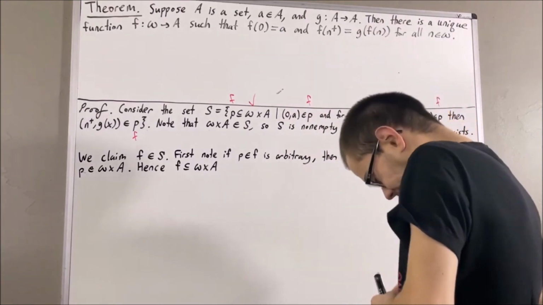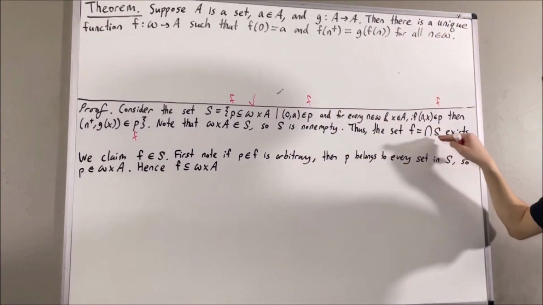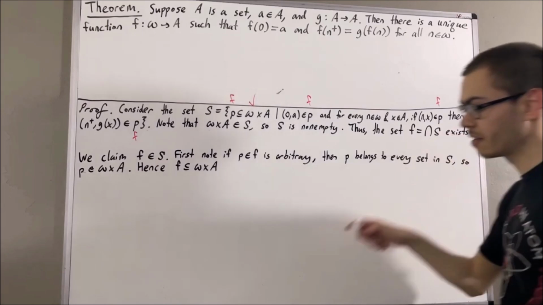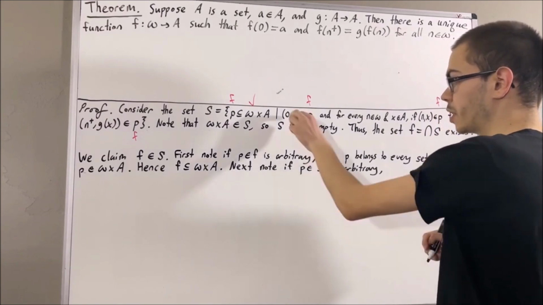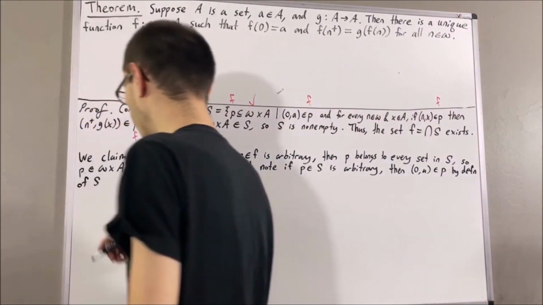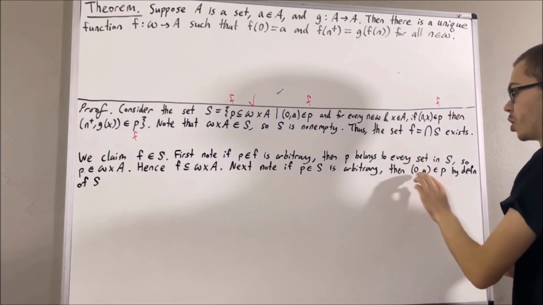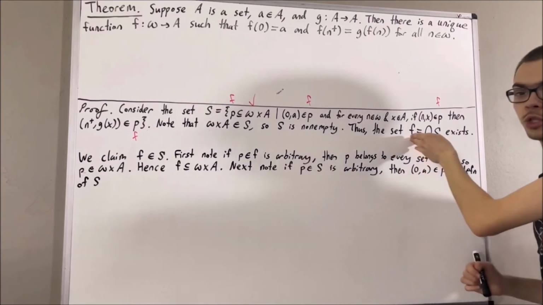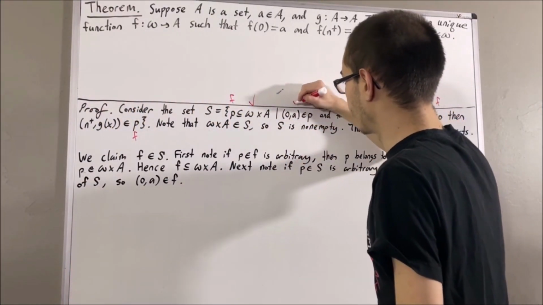To show that 0, A is an element of F, we want to show that 0, A belongs to every set in S. So to prove that, well, if we consider an arbitrary element of S, I'll call it P. Well, since P is an element of S, well then 0, A is an element of P. So this shows if P is any arbitrary element of S, then 0, A belongs to P. So 0, A belongs to every element of S, and therefore 0, A belongs to F. So F satisfies the second condition as well.